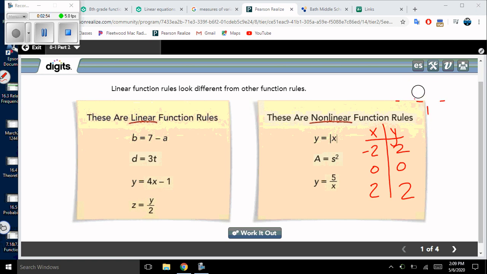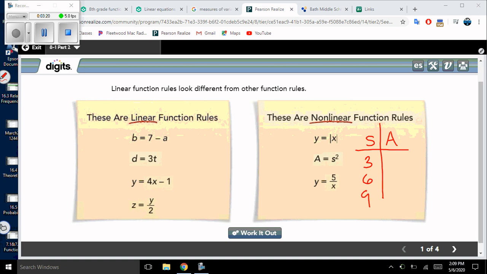Move on to my next one, which might be the one that you're a little more familiar with. If I said, hey, that's the formula for area of a square, S is going to represent my plug-in value, and A is going to represent my output. So again, let's just say 3, let's go 6, and let's go 9. If I plug in 3, my area, or my A value, is going to be 9. If I plug in 6, my value is going to be 36. And if I plug in 9, my value is going to be 81.